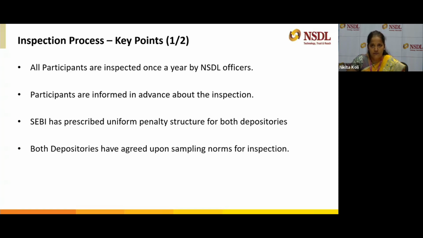Inspection of service centers of business partners is conducted with or without prior intimation. That is, it may be a surprise inspection. SEBI has prescribed a uniform penalty structure for both the depositories, which is mentioned in 18.1 of the NSDL bylaws. And both the depositories have agreed upon sampling norms for inspection.